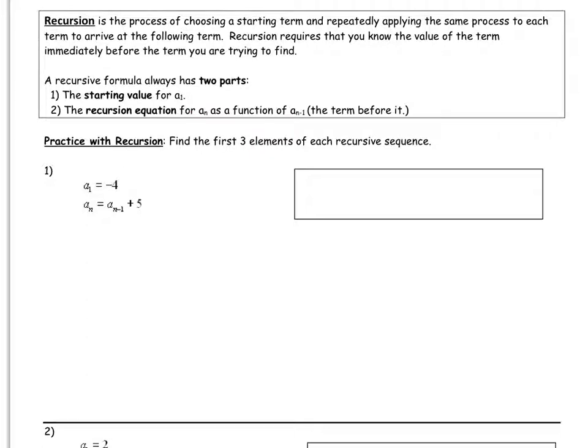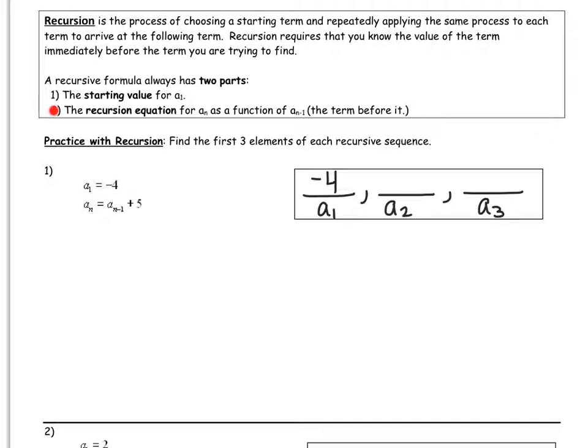So let's look. The questions here say find the first 3 terms of the sequence given the formula here. So notice I'm given those 2 parts. I'm given a starting value, a sub 1. So you see how it says find the first 3 terms? I want a sub 1, a sub 2, and a sub 3. So a sub 1 is my first term, a sub 2 is my second, and a sub 3 is my third. I have my first term as negative 4. So I really just need to find the next two terms.